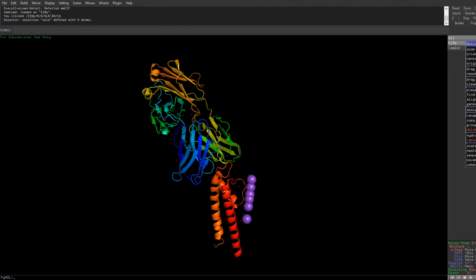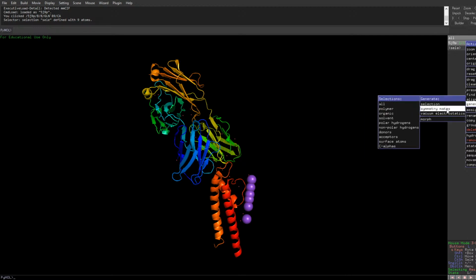And then you click on A in the right column. And then you click on generate symmetry mates. Right, so it will basically make a symmetrical copy of it in a 4, or it depends on what kind of distance you choose. Let's just go with the lowest one. It will create those symmetry mates within a 4 angstrom distance.